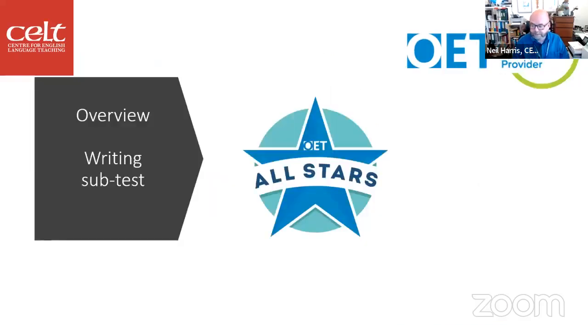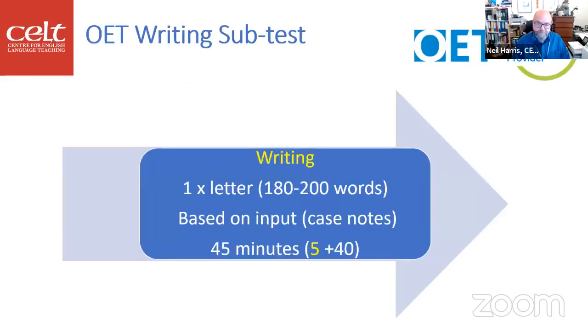So let's have a look now at the OET writing subtest. What is it testing? What does it require you to do? The output, what you write, is a letter, and the guidelines for this are between 180 and 200 words. And we strongly recommend, or at least I strongly recommend, that you aim for 200. 180 can be a bit tough, but 200, great.